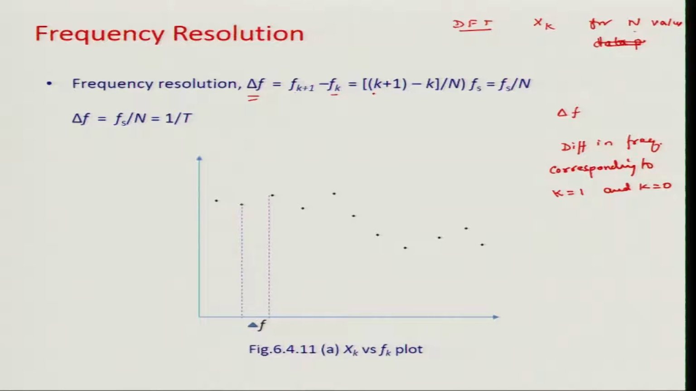What is f(k plus 1)? We have explained this. This is the actual frequency. Actual frequency is k divided by n times fs. So, it is (k plus 1 minus k) divided by n times fs, and so that is equal to fs over n. So, delta f equals fs divided by n equals 1 by T.